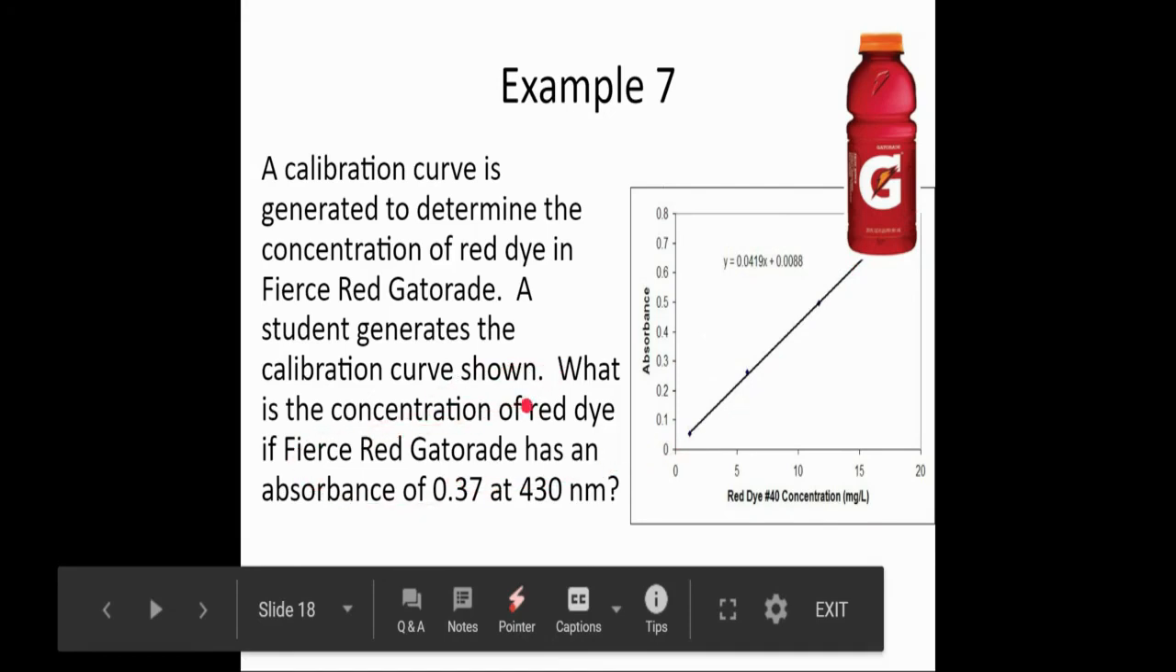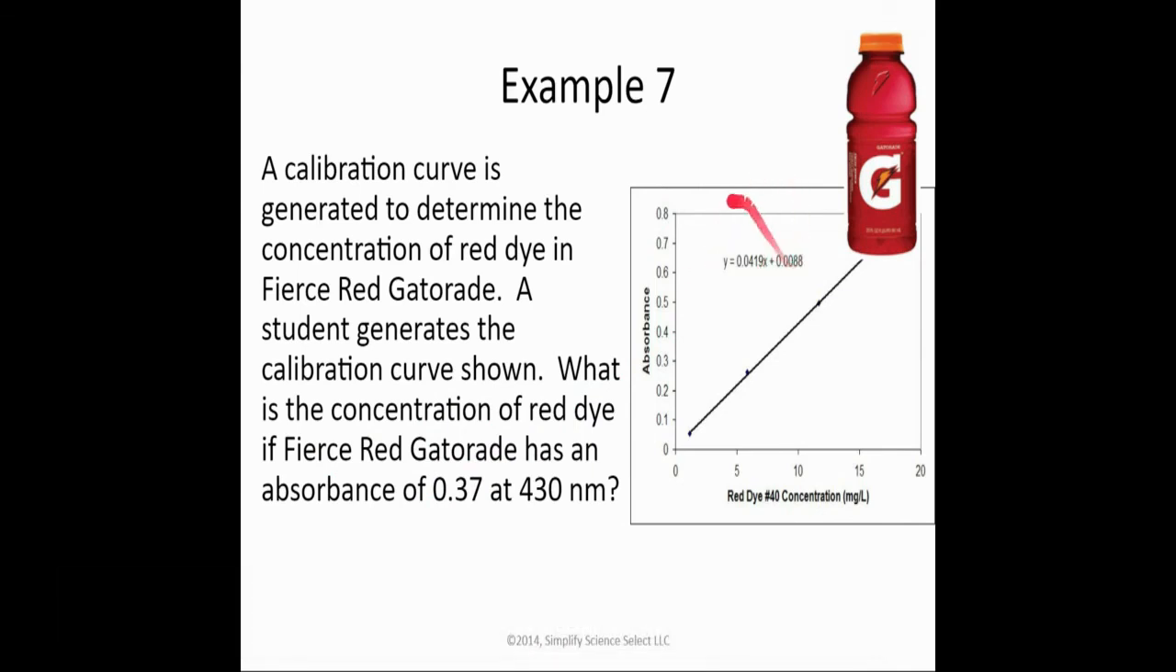So this says, what is the concentration of red dye if the Fierce Red Gatorade has an absorbance of 0.37? So we simply take that 0.37, plug it in for y, solve for x. Easy enough. And I actually haven't done that, so I'll leave that to you. But if you have questions, please reach out.